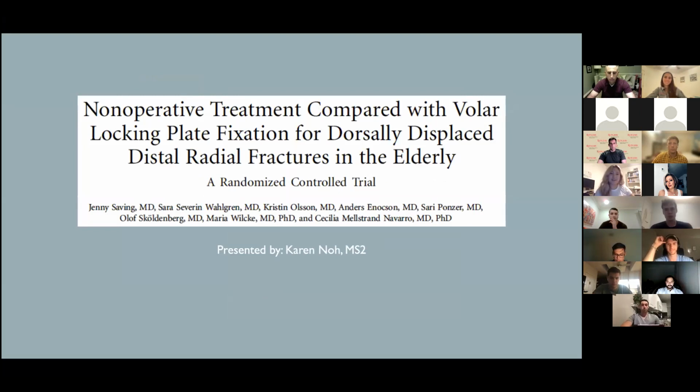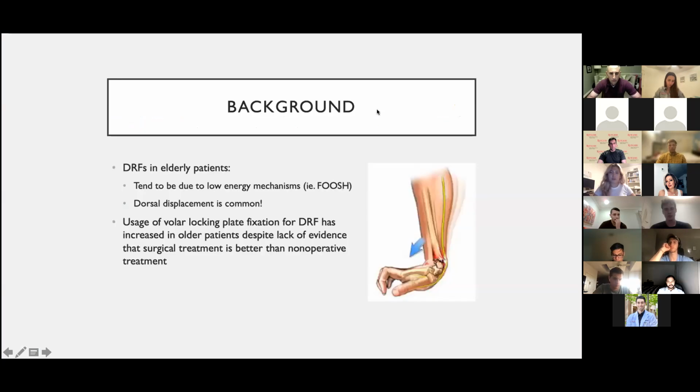Hi, I'm Karen. I'm a second-year medical student. I'll be presenting "Non-operative treatment compared with volar locking plate fixation for dorsally displaced distal radius fracture in the elderly" by Saving. I think some of the other presentations had really good background, so I'm not going to go into too much detail, but what's unique about this study is that it was done specifically for elderly patients. A big difference between DRFs and elderly patients is that they tend to be lower energy mechanisms, the most common being falling onto an outstretched hand.